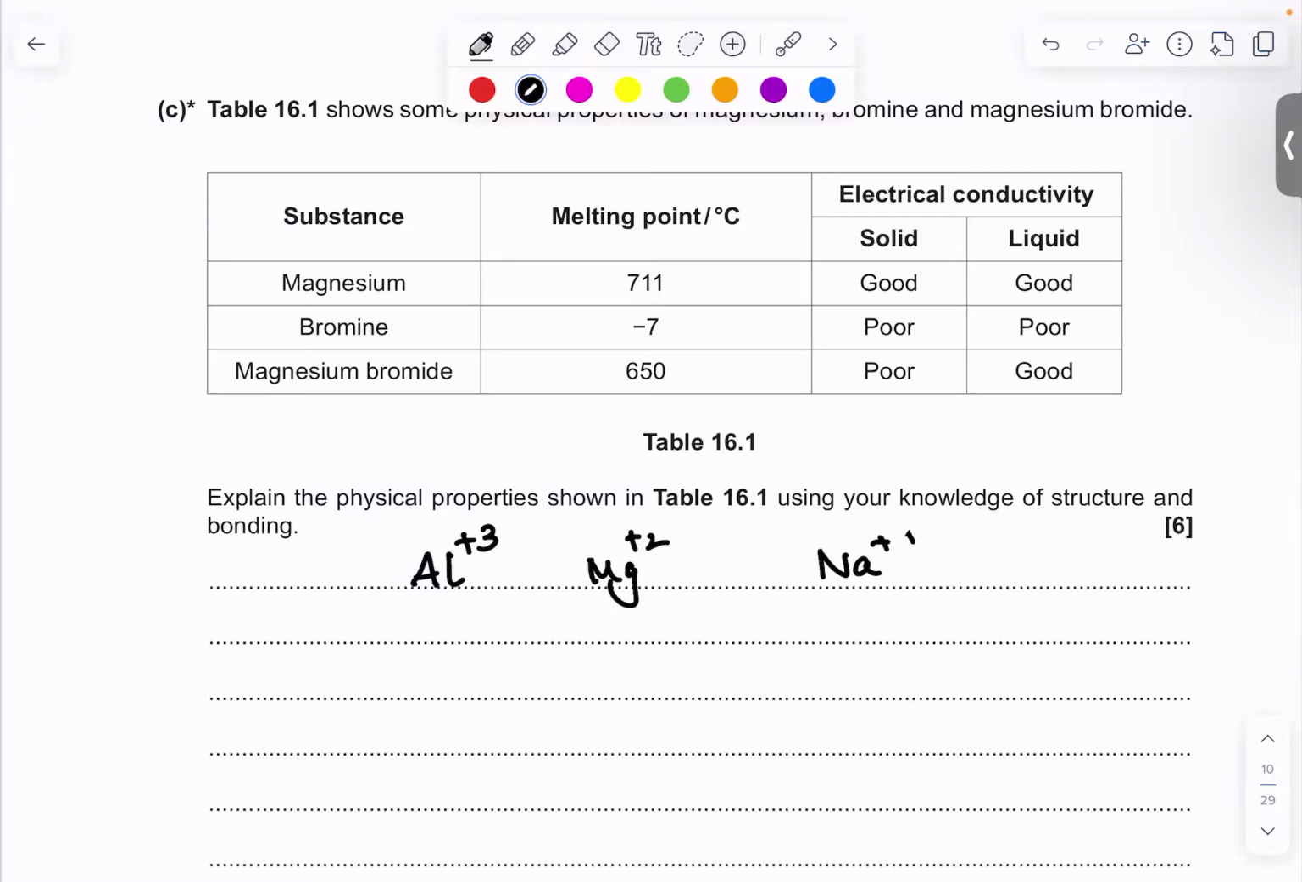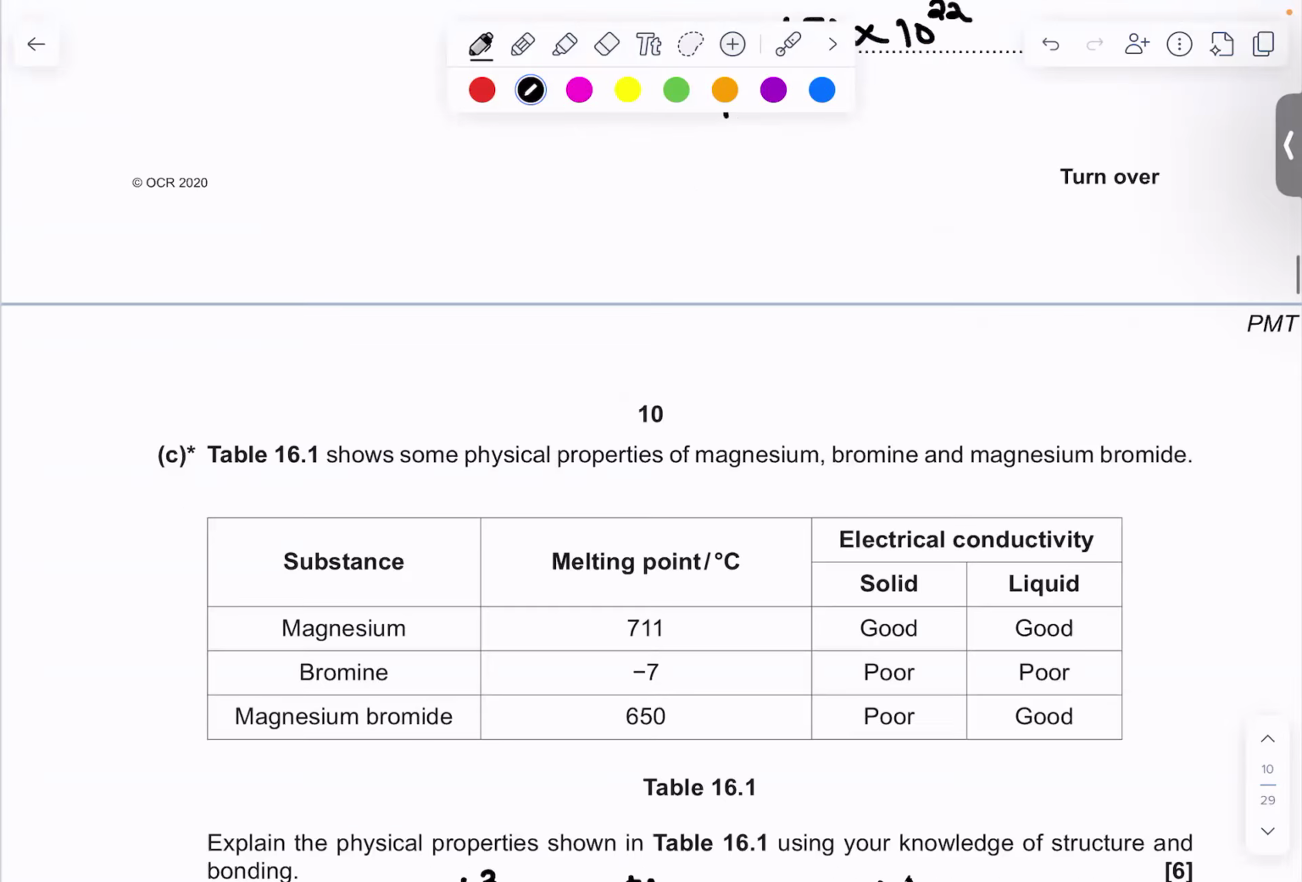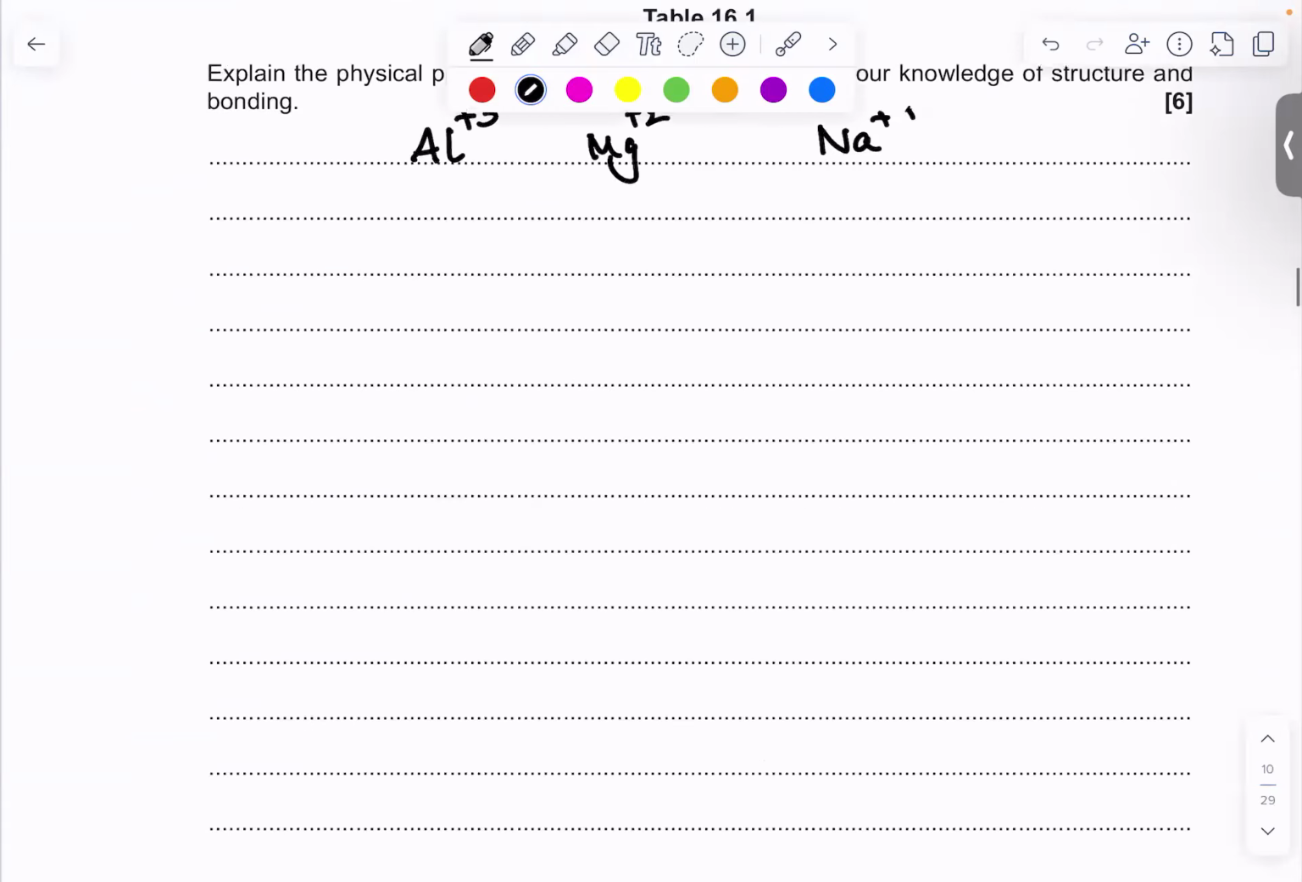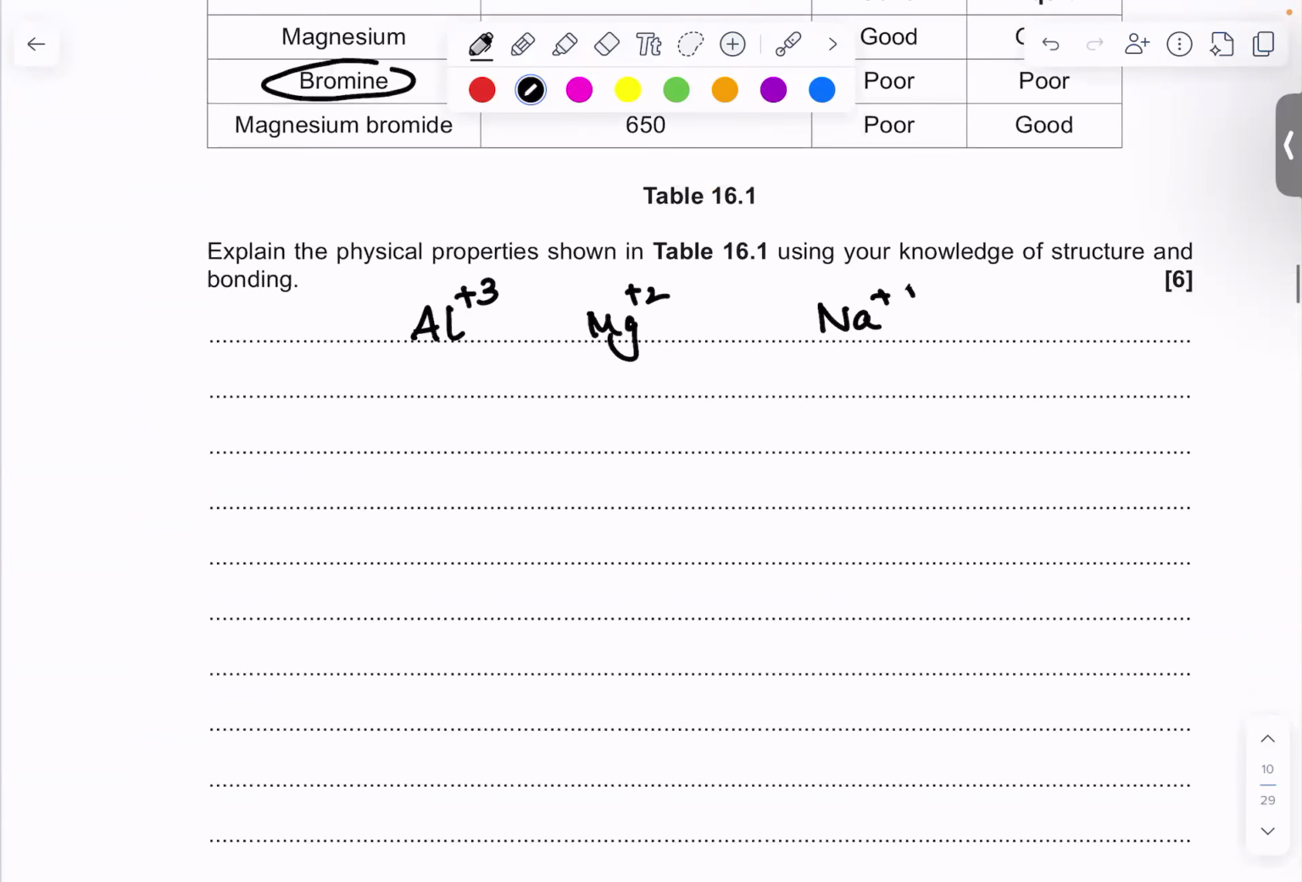Let's suppose you have sodium, then the metallic bonding in sodium is definitely weaker than the ionic bonding in sodium chloride. I hope it makes sense. However, you can say that metallic and ionic bonds are stronger than the covalent bonds, which are present in the case of bromine, right?